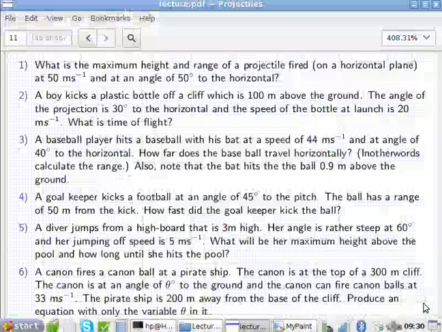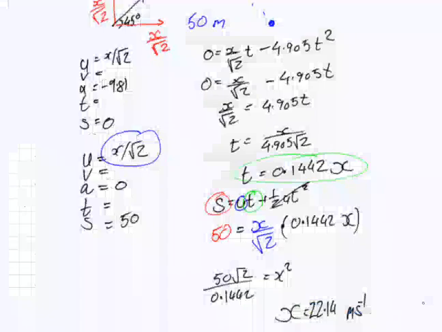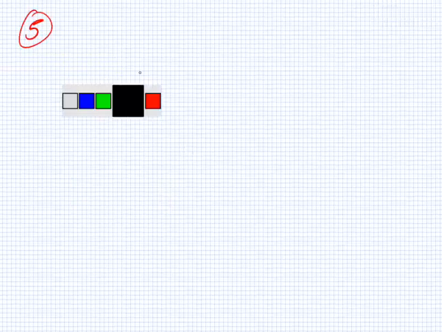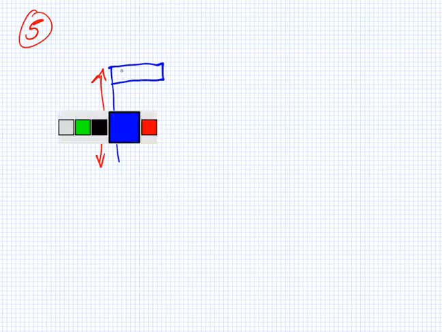The goalkeeper kicks a football at 45 degrees. The ball has a range of 50. How fast do you kick it? This one's interesting because it's going backwards. You don't know the speed, you know the angle. So this one here is x cos 45, which will be x over root 2. And then here, this is x sine 45.